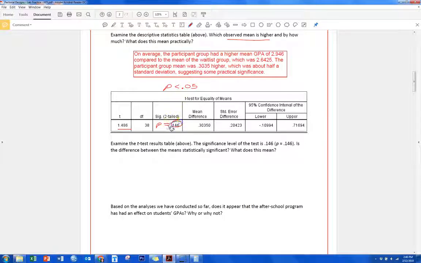So let's take a look at this value here. Is 0.146 less than 0.05? In this case, it's not. It's 0.05 or above, I should say. So it is not statistically significant. So even though there may be some practical significance to this difference, there does not appear to be a statistically significant difference. So let's go ahead and make a note of that.